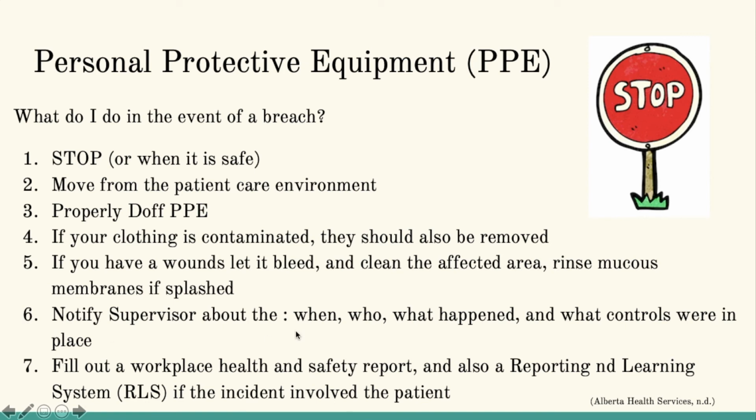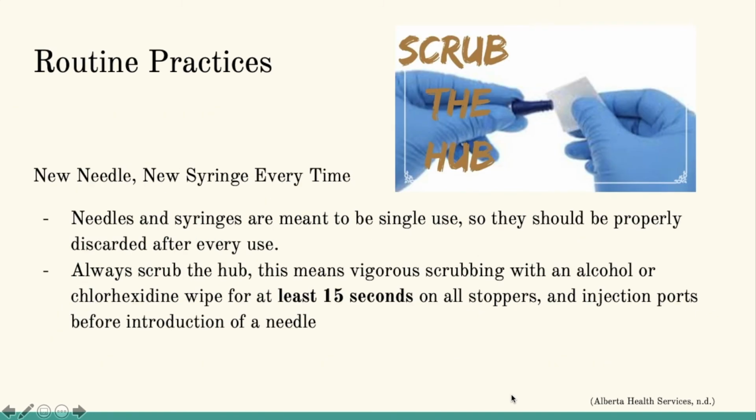Notify your supervisor about the when, who, and what happened. Also, what controls were in place, what kind of PPE. You have to notify your supervisor about the situation, and then you need to fill out a workplace health and safety report, as well as a reporting and learning system if the incident involved the patient. That's that. So routine practices is next.